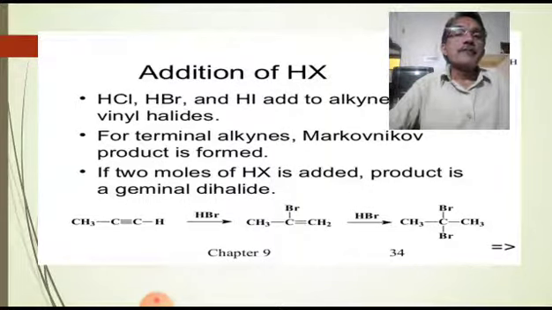One thing you remember, addition reactions which occur in alkynes involve two steps. In the first step, the triple bond is converted into a double bond, whereas in the second step, the double bond is converted into a single bond. Therefore, two molecules of the reagent are involved in the addition reaction.